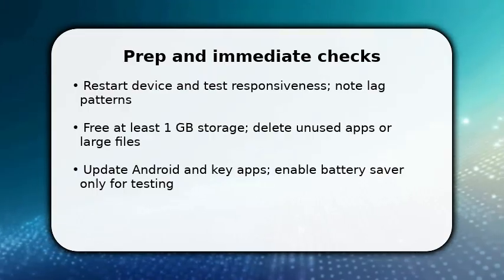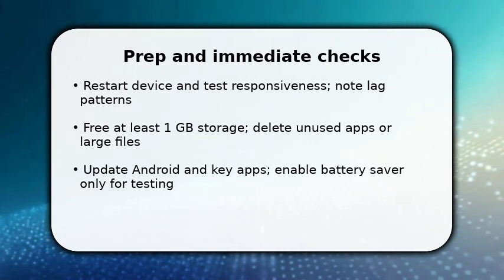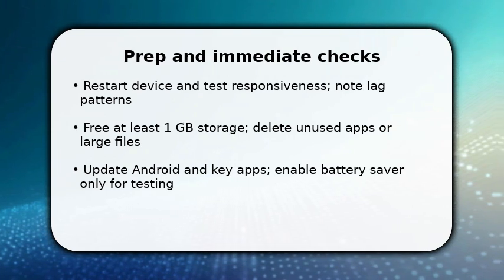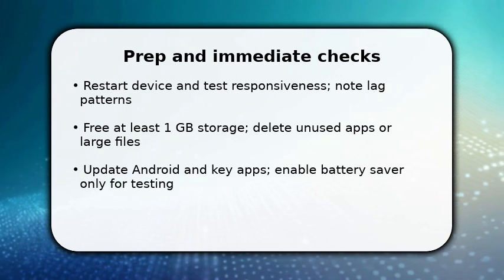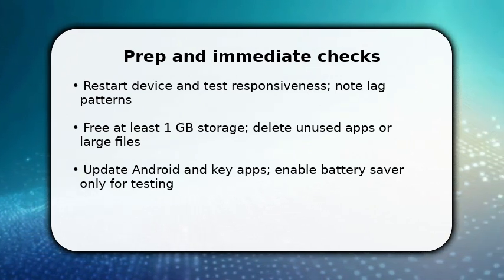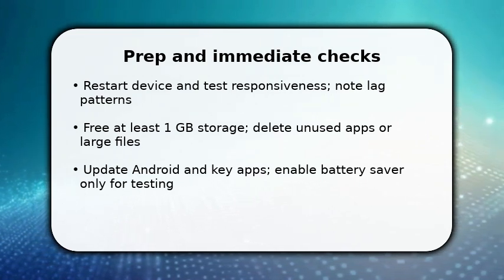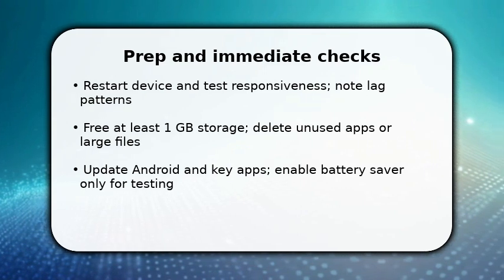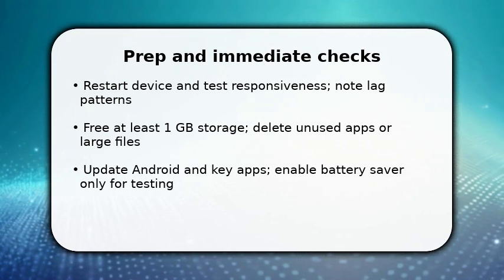You start by confirming prerequisites. Restart the phone and observe when lag appears, because that tells you if it's app-specific or system-wide. Once done, free at least 1 GB of storage and temporarily disable heavy widgets. This reduces background I/O that causes stutter. Make sure Android and major apps are updated to eliminate known performance bugs. You're already fixing the low-hanging causes.